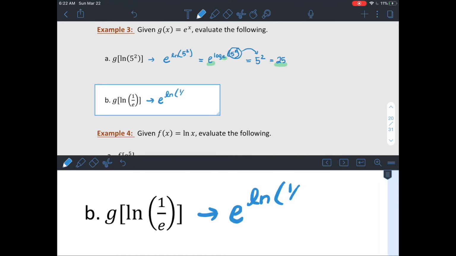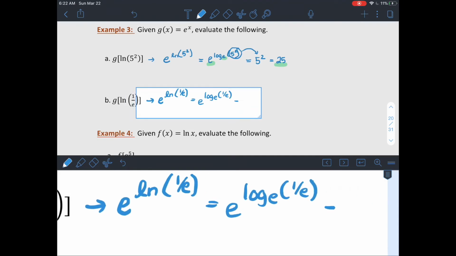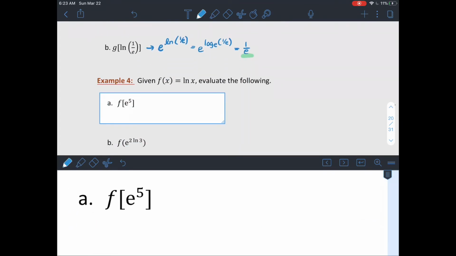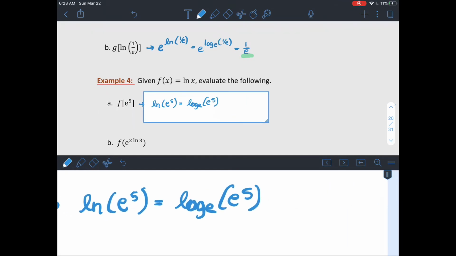Same idea here. We're plugging in natural log of 1 over e, and then since we have e raised to the power that it takes to get 1 over e, we're going to get 1 over e. Inverses, they undo. You can flip it around the other way. This time our function that we're plugging things into is natural log. So if we're plugging e to the 5th in our natural log function, we could go, those just undo each other since they're log base e, and you get 5.